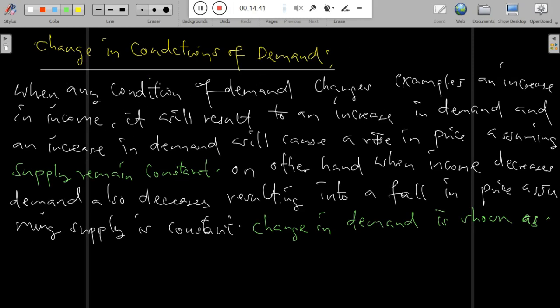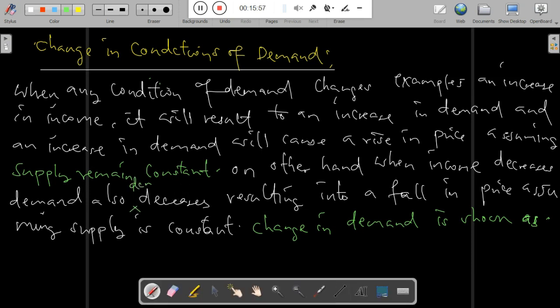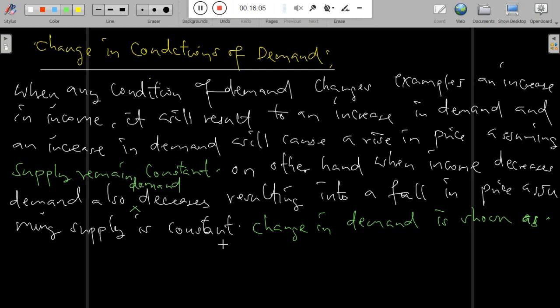So the change in condition of demand. When any condition of demand changes, for example an increase in income, it will result in an increase in demand, and an increase in demand will cause a rise in price, assuming the supply remains constant. On the other hand, when income decreases, demand also decreases, resulting in a fall in price, assuming the supply is constant. So the change in demand is shown in the given table.